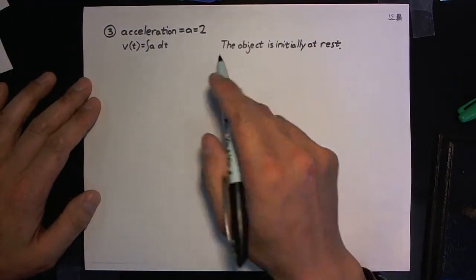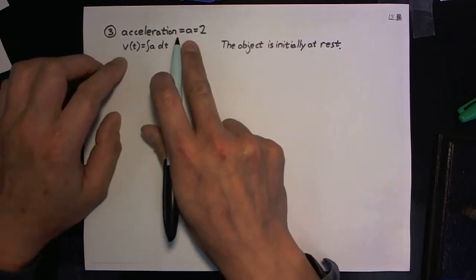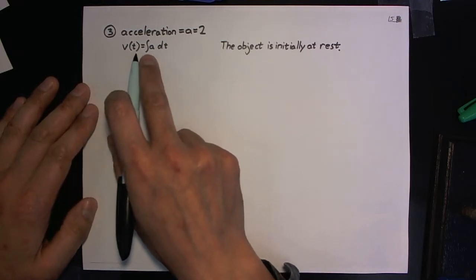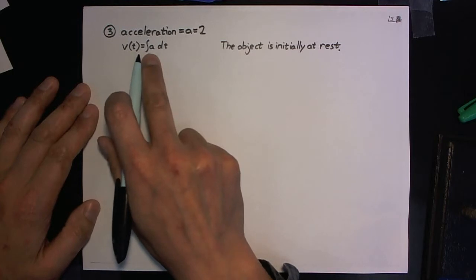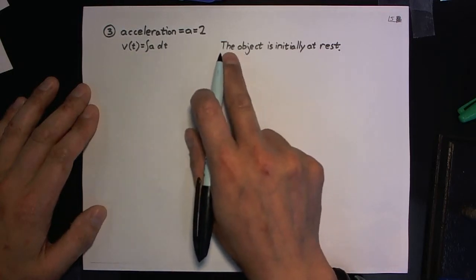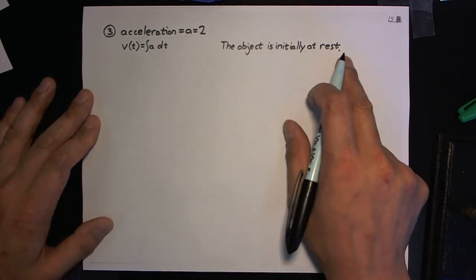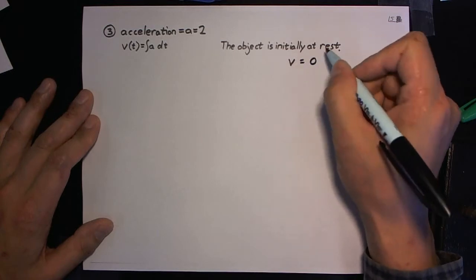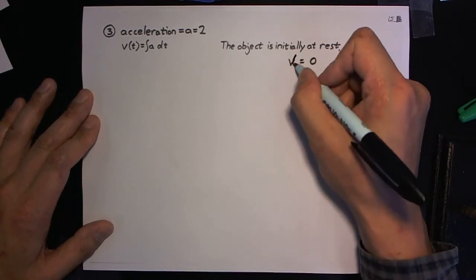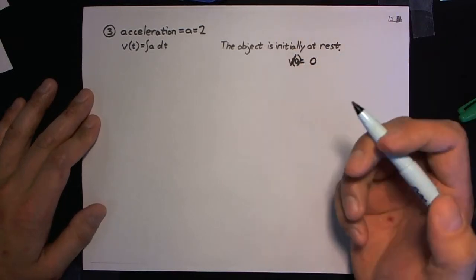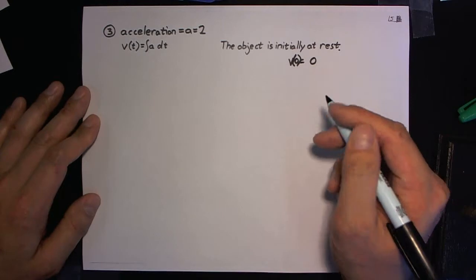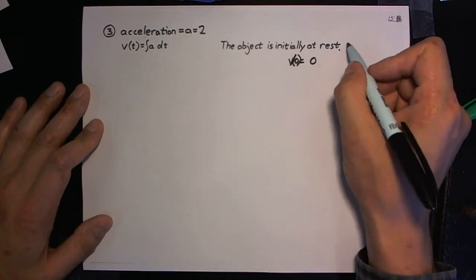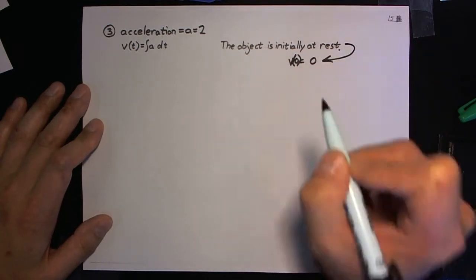Something a little bit more applied here. Acceleration, which is a, is equal to 2. Velocity as a function of time is equal to the integral of a with respect to time. And the object is initially at rest. Well, when something's at rest, that means that its velocity is 0, and the initial time is 0. Right? Whenever you start a stopwatch, it better have the reading 0 on it, otherwise you forgot to clear the stopwatch. Alright, so what these words mean is this initial value.